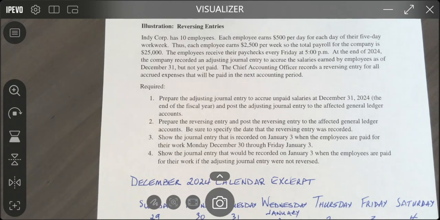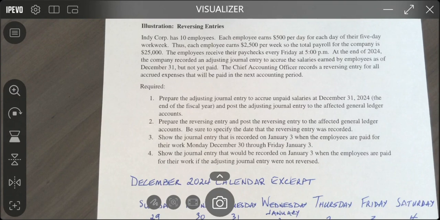At the end of 2024, the company recorded an adjusting journal entry to accrue the salaries earned by the employees as of December 31 but not yet paid, because notice that the company pays the employees on Friday, but this particular year ended on Tuesday. The chief accounting officer chooses to record a reversing entry for all accrued expenses that will be paid with cash in the next accounting period. You'll see why this is so.